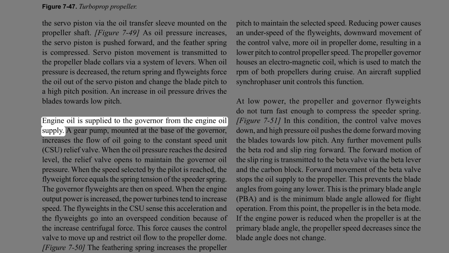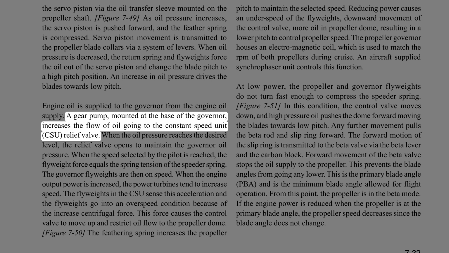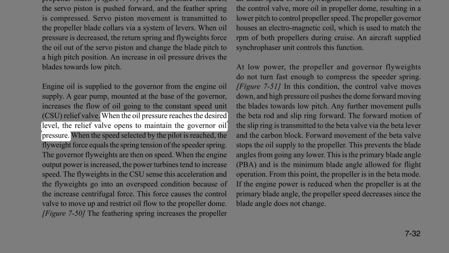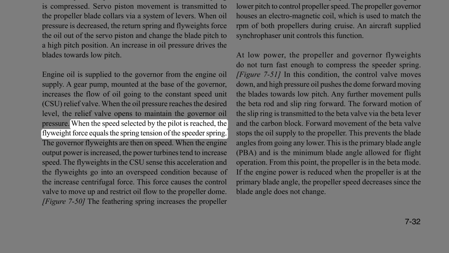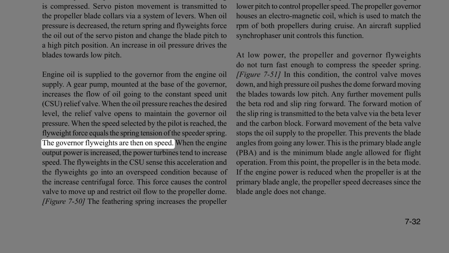Engine oil is supplied to the governor from the engine oil supply. A gear pump, mounted at the base of the governor, increases the flow of oil going to the constant speed unit, CSU, relief valve. When the oil pressure reaches the desired level, the relief valve opens to maintain the governor oil pressure. When the speed selected by the pilot is reached, the flyweight force equals the spring tension of the speeder spring. The governor flyweights are then on speed.